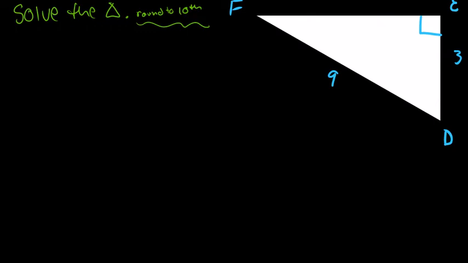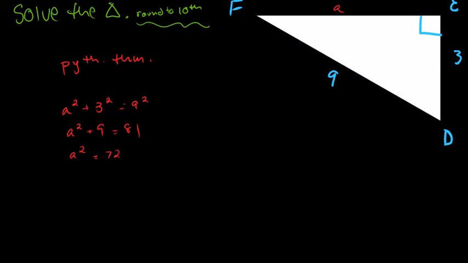So let's find FE. You guys love to use the Pythagorean theorem, so let's start there. So let's label that side A. We're going to have a squared plus 3 squared equals 9 squared. So that means a squared plus 9 equals 81. A squared, subtract 9 from both sides.